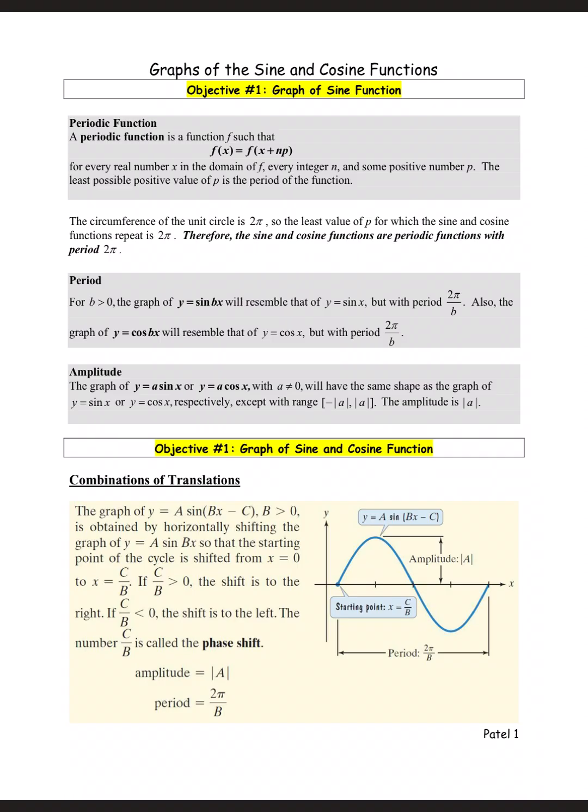Putting this all together, the graph of y equals a sine (bx minus c), where b is greater than 0, is obtained by the horizontal shift of the graph of y equals a sine of bx, so that the starting point of the cycle is shifted from x equals 0 to x equals c divided by b. Notice where the c and b are. If c divided by b is greater than 0, the shift is to the right, and if c divided by b is less than 0, the shift is to the left. The number c divided by b is called the phase shift. The amplitude is the absolute value of a, and the period is 2 pi over b.